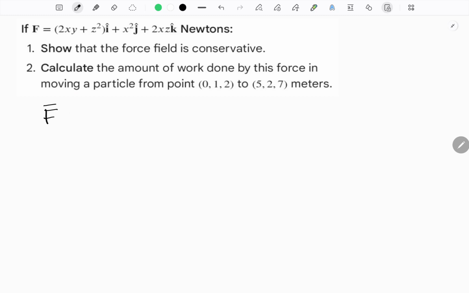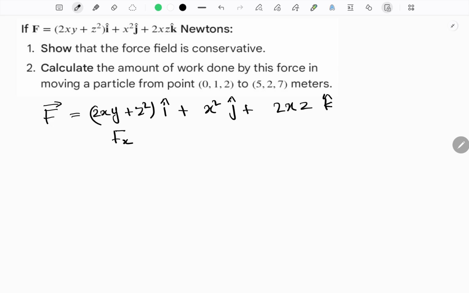So let us consider the given force. F is equal to (2xy + z²) i cap + x² j cap + 2xz k cap. So in this given function, the coefficient of i cap is the x component of the force, this is the y component of the force, and this is the z component of the force.